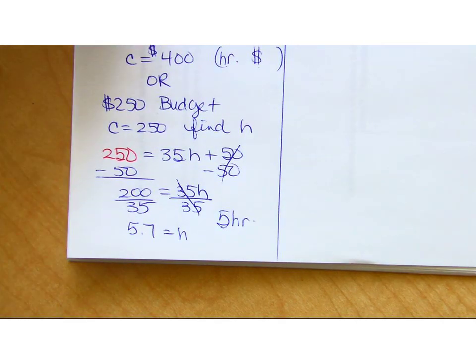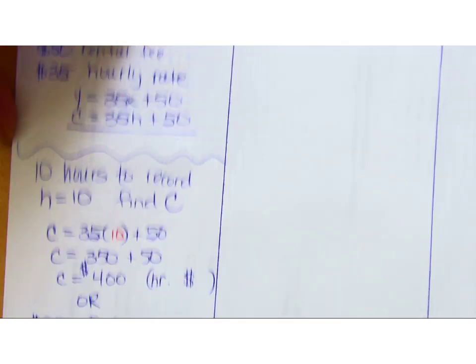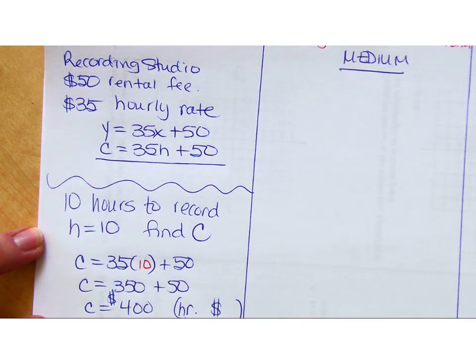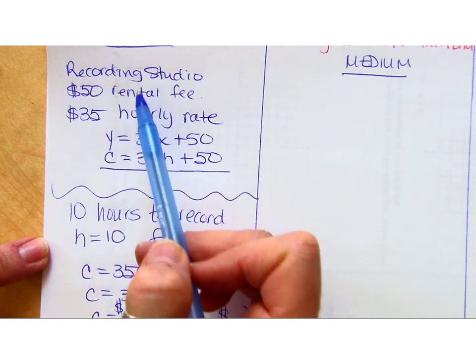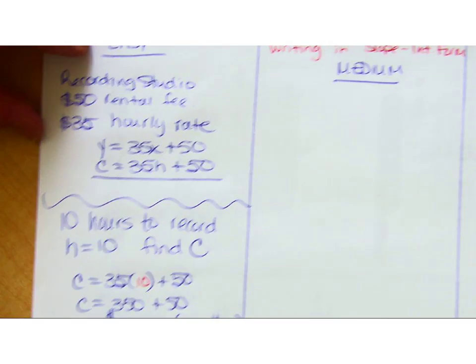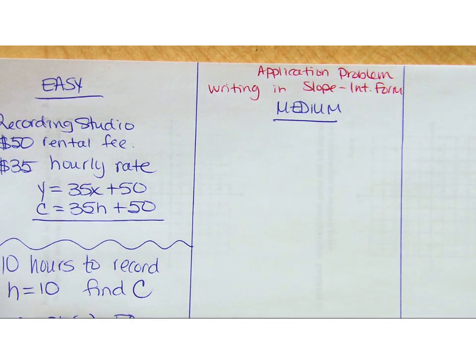You understand medium? Yes? So pretty much they gave you both. They gave you the Y-intercept and the hourly rate in this one. All right, so let's take a look at what the medium word problem looks like.